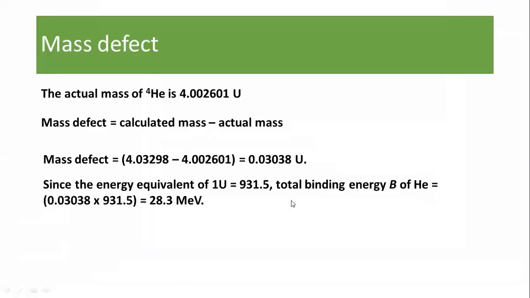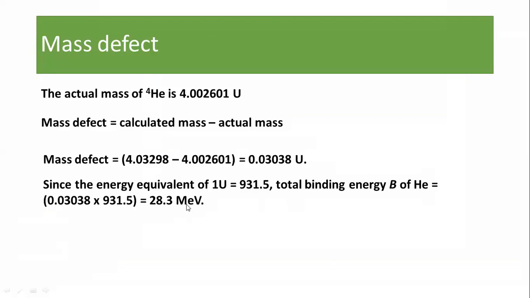So this is the 931.5, and you multiply this, and it will give you the value of 28.3 mega electron volt, and this is the binding energy. This is the mass defect, and this is the binding energy.